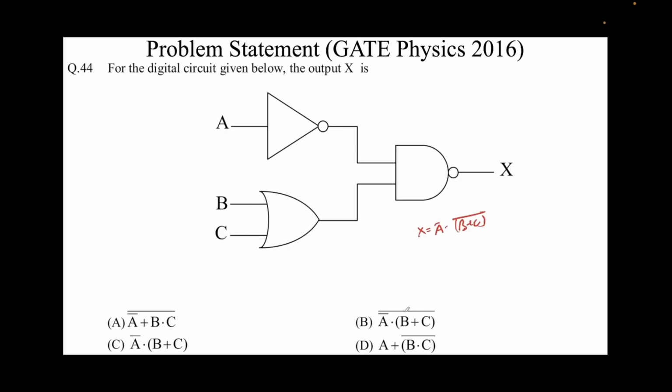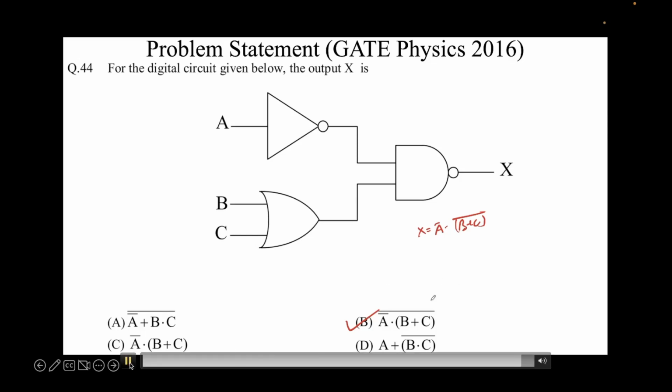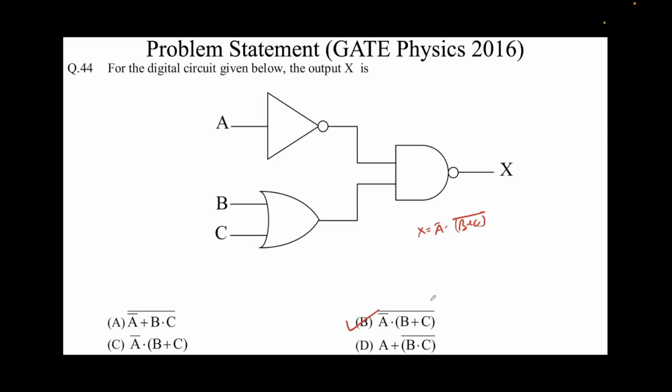And we know that option B matches it exactly. So you know that's A bar dot B plus C whole bar, right? So option B is the correct one.